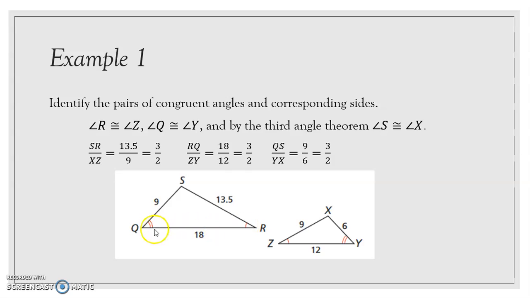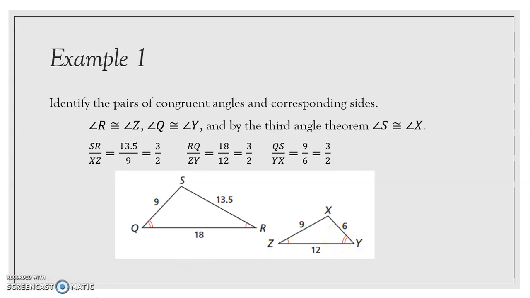R has 1, Q has 2. Okay, so I took the 18 and I went over the Z that has 1 and Y that has 2. So it's 18 over 12. Okay, and I reduced that. And then I did the same thing for QS. QS has 2 arc marks, S has no arc marks, Y has 2 arc marks, X has none, so I did 9 over 6, and I reduced that.